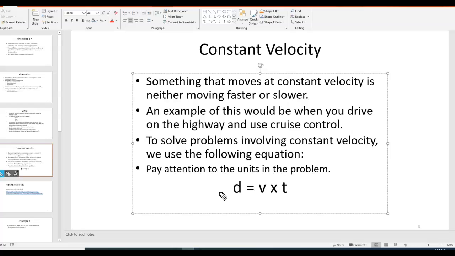As long as you have a problem with constant velocity, it's very easy to solve, because it's a very simple equation. You only have three variables, d, v, and t, in the equation. And so constant velocity problems are very easy to solve. So what we're going to do now is look at what this might look like using a simulation, and then we're going to do some simple calculation problems.